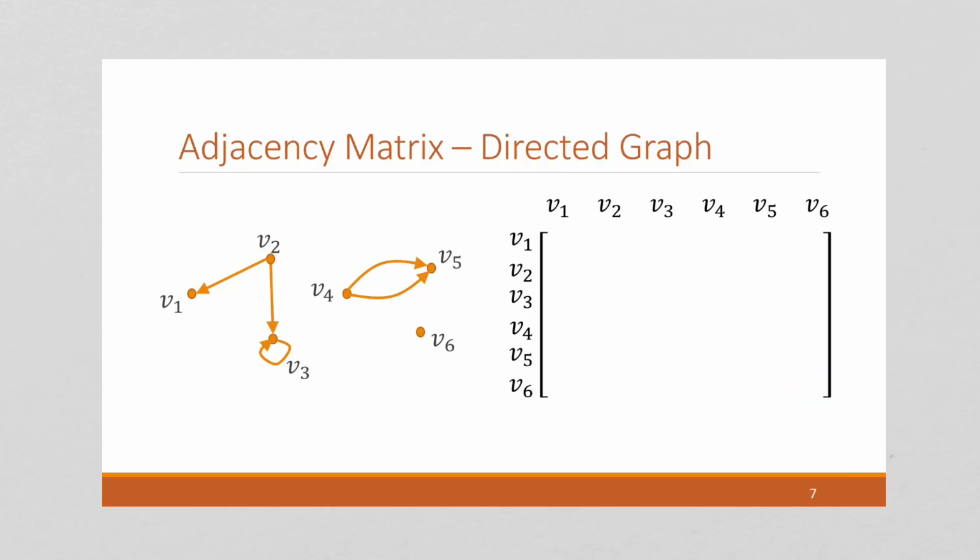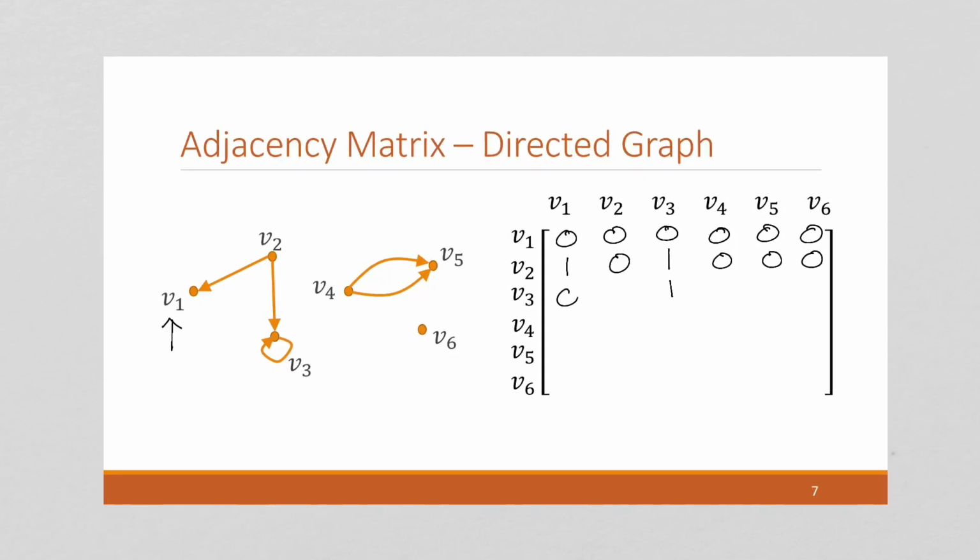We're going to look at an adjacency matrix for a directed graph. This is the same idea, except now order matters. So notice V1 does not have any edges leaving it, so it's going to be zeros all across. V2 attaches to V1 and V3. V3 attaches only to itself. And we can put all these zeros in.